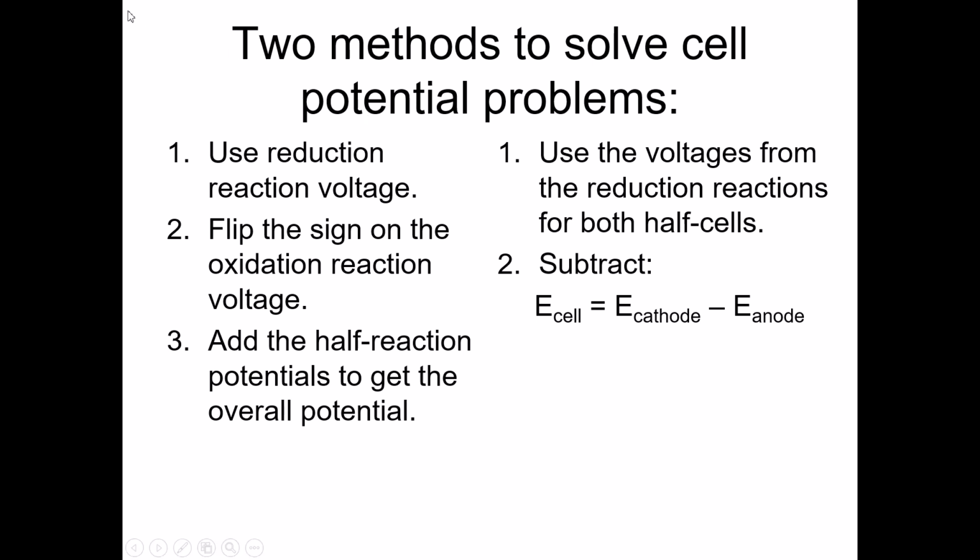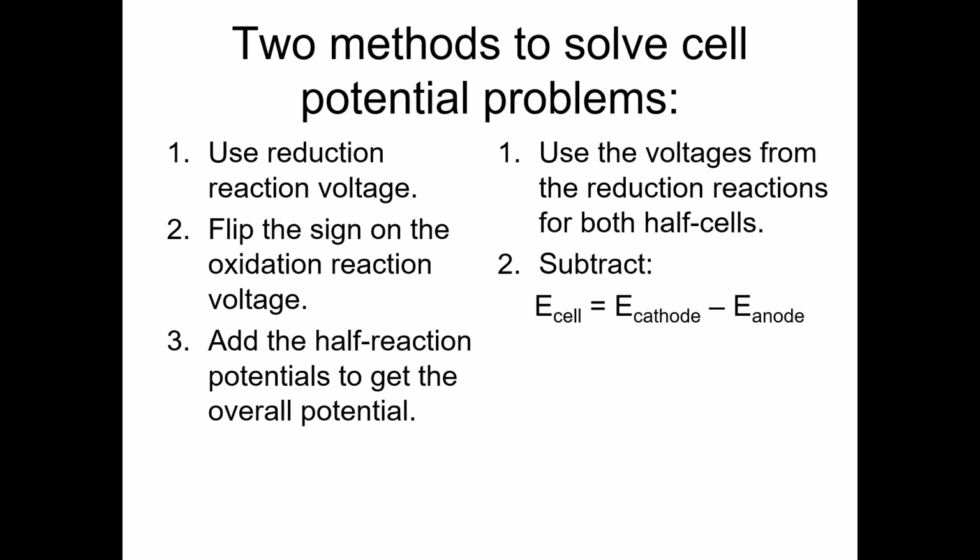Alright, the first method, we're going to take the reduction potential from whichever one is being reduced, and we're going to keep it like it is. We're going to flip the sign on the oxidation half reaction. So if it's positive, it becomes negative. If it's negative, it becomes positive. And then we're going to add the two values together, the reduction plus the flipped oxidation. And that will give us the overall potential. So that's method 1, and we'll look at an example of that in a minute.